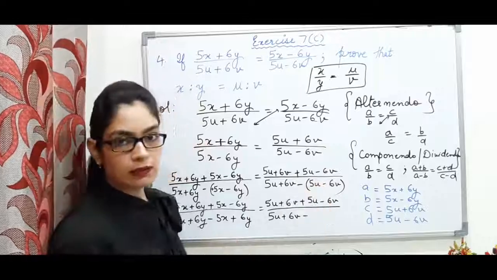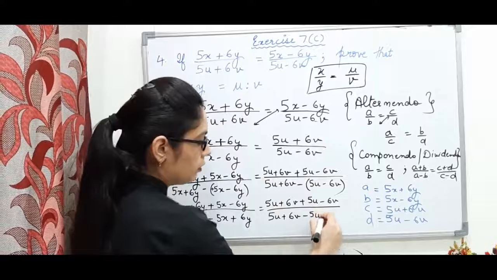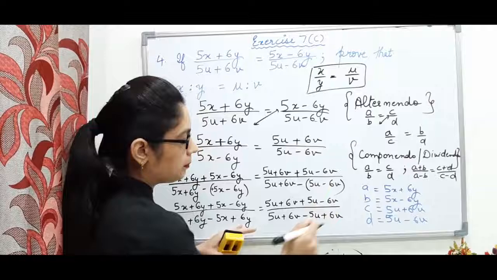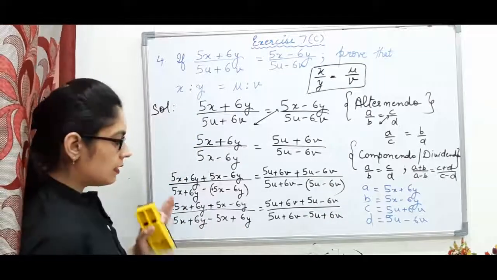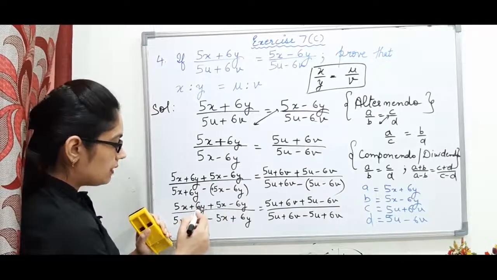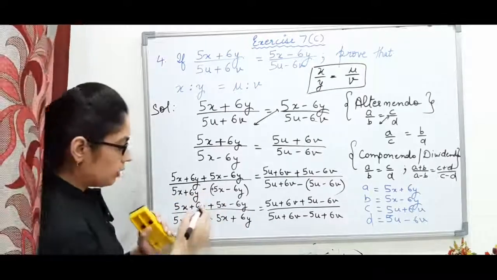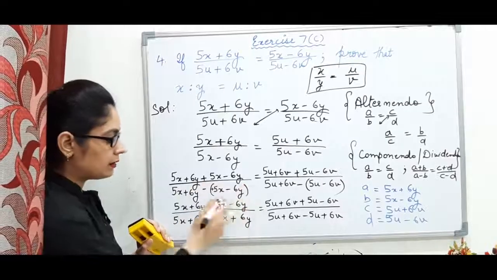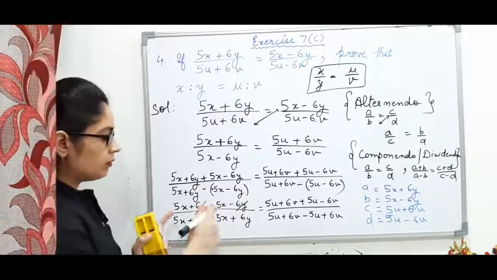Again we have to change the signs because the minus sign is outside the bracket. So it will become minus 5u plus 6v, because minus plus minus and minus minus plus. Now if any like terms are there, we can solve that. Here in this expression we can see 6y and 6y, 5x and 5x, these are like terms. So plus 6y minus 6y will get cancelled because 6y minus 6y is 0. So we can cancel.